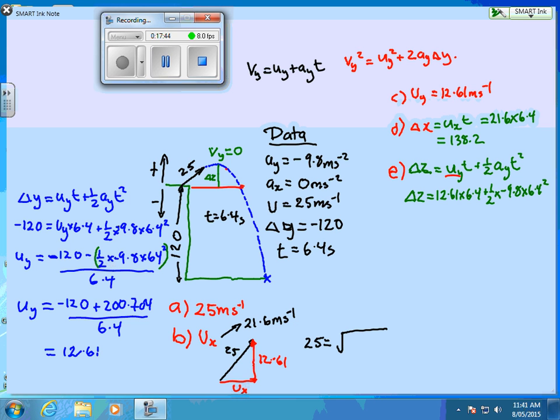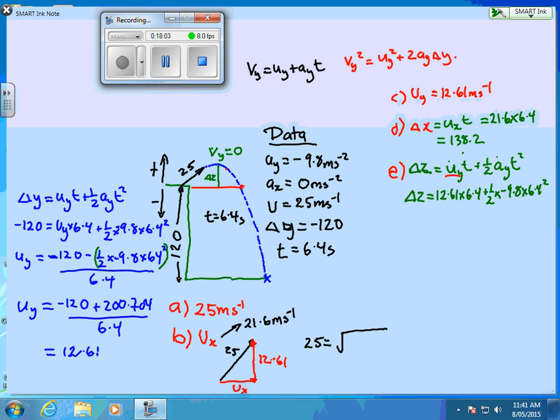And that's the maximum height above the original point. That's the delta z I was trying to work out. I now have a formula where I know uy, I know t, I know ay, so I can just put the numbers in and plug it into the calculator. It's an easy question now.